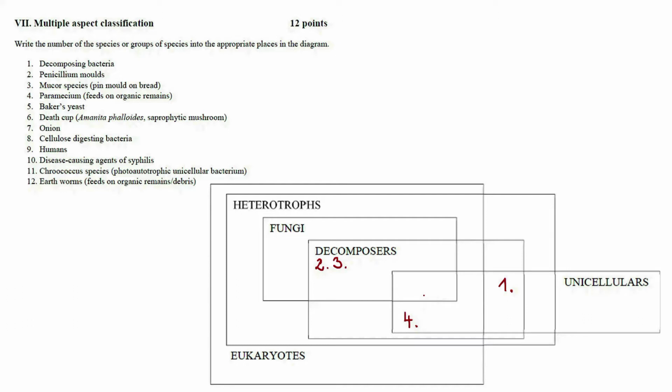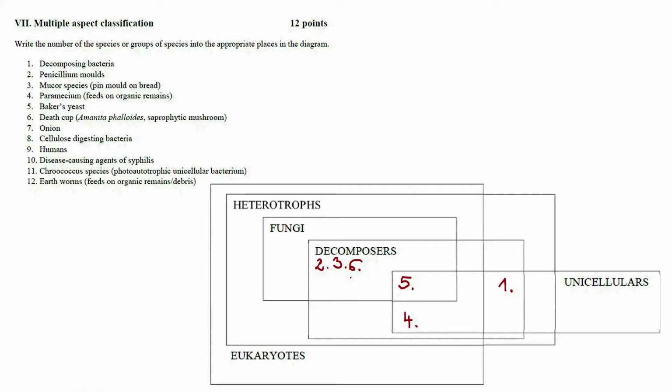5, baker's yeast, it's a fungus but a unicellular one. It's decomposer, heterotroph, and eukaryotic, so number 5 needs to be put in this little box. Number 6, death cap, which is a saprotrophic mushroom. It means that it feeds on non-living organic matter. It's again a fungal species. Decomposers, heterotrophs, eukaryotes, so the same box.